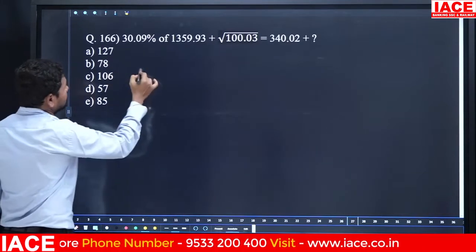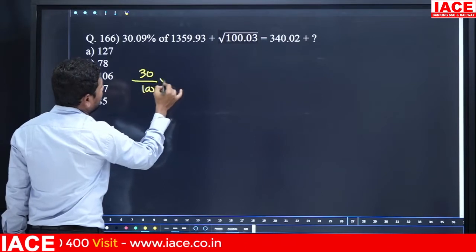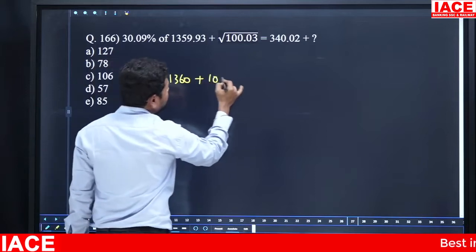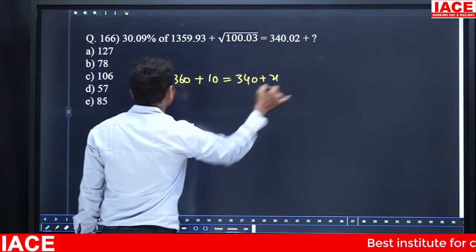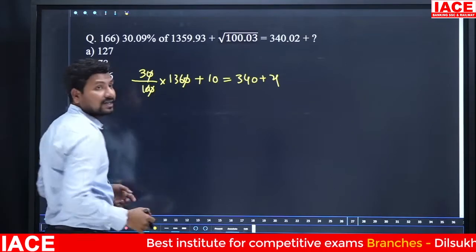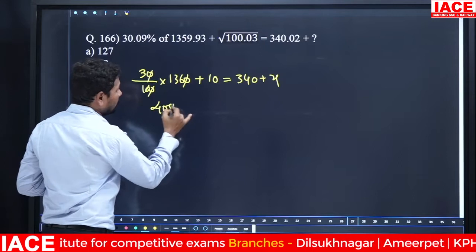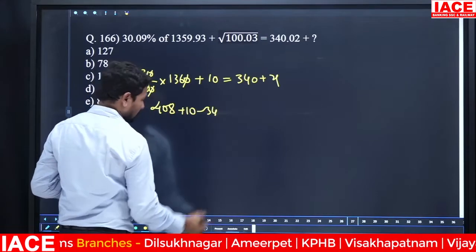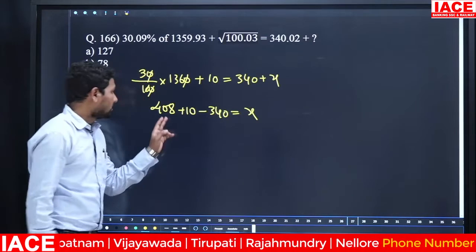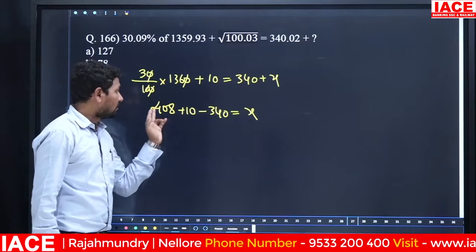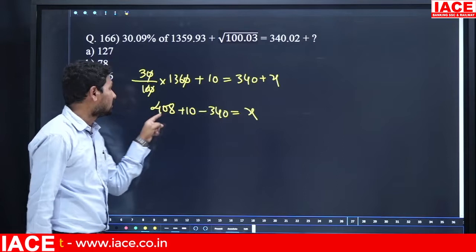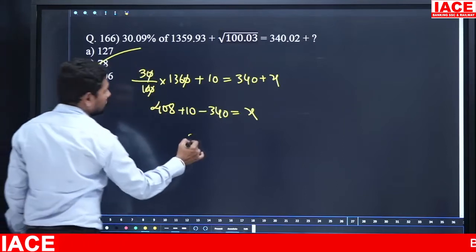Next, 30% of 1359, you can write 1360, plus root of 100, whose value is 10, is equal to 340 plus x. Here 0 will be cancelled. 136 3s, 36 3s is 108, it is equal to 408 overall. 408 plus 10 minus 340 is equal to x. So look at 408 plus 10 minus 340, 400 minus 300 is 100, 100 minus 40 is 60, 60 plus 10 is 70, 70 plus 8 is 78. 78 means option B.